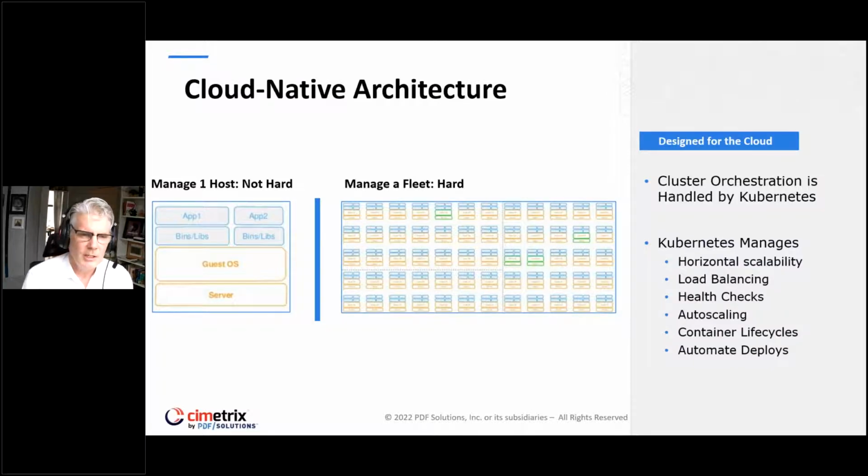So the idea here is that you can install a platform like Sapience on a single host, and that's not hard to manage, but for a large factory, and in the use cases that Alan described, you need a fleet of those hosts, and managing that is very hard. And so Kubernetes takes a lot of that, really all of that work, and automates it. So Kubernetes handles the scalability, load balancing, health checks, and basically allows you to maintain it in an automated fashion as if it were a much simpler problem to solve.